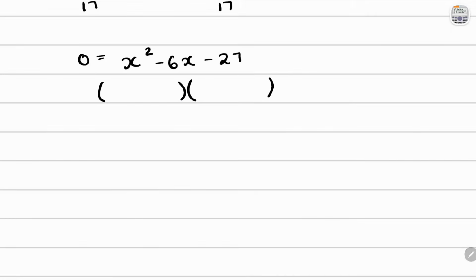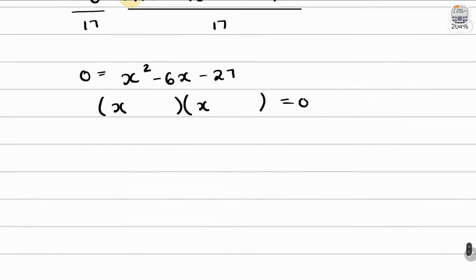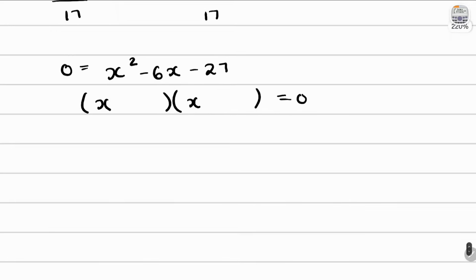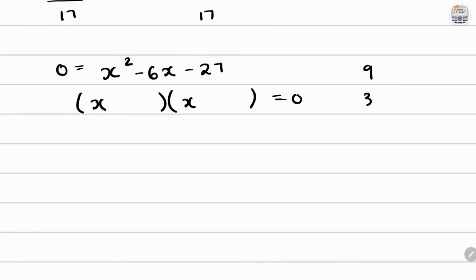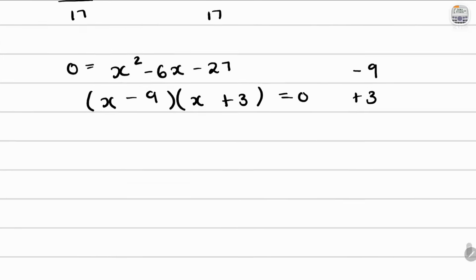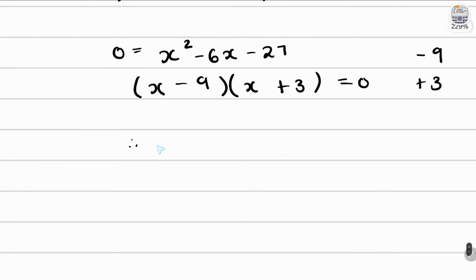And now we can just factorize this trinomial. Open up two brackets is equal to 0, x multiplied by x. And then factors of 27 that can give us negative 6. Okay, that can be 9 and 3. So negative 9, positive 3. So that still stays negative when you multiply them, but negative 9 plus 3 gives you negative 6. Okay, so that works out fine. Minus 9 plus 3. And then solve for x. It therefore means that x is either equal to positive 9 or x is equal to negative 3.